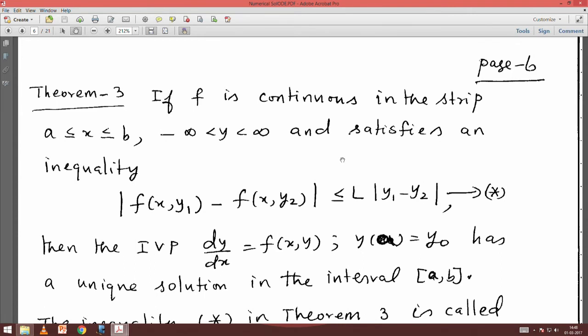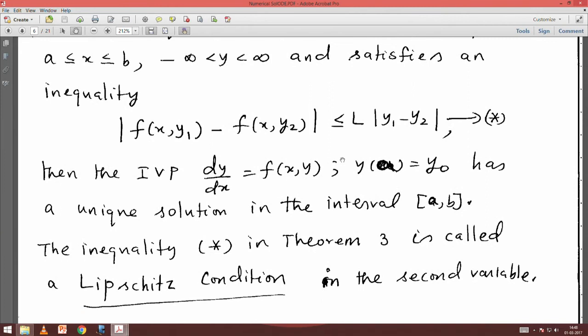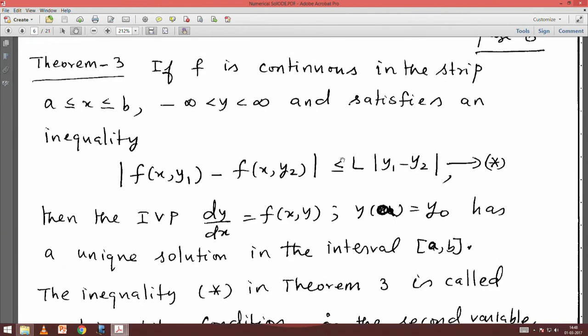So, if you consider a strip bounded by x = a and x = b, and y runs from minus infinity to infinity. And if f is continuous in this strip, and in addition f satisfies an inequality, |f(x, y1) - f(x, y2)| ≤ L |y1 - y2|. If this condition is also satisfied, then the initial value problem for the first order equation has a unique solution in the entire interval [a, b].